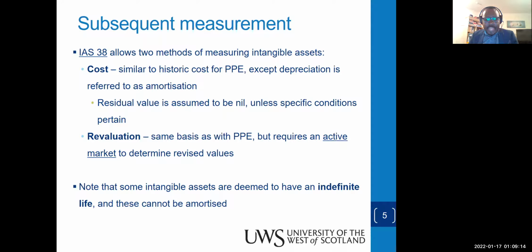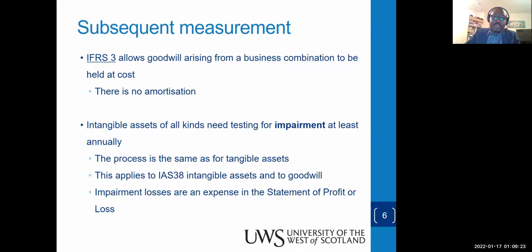Anytime the intangible has an indefinite life, we cannot amortize it. Instead, we undertake impairment reviews. Again, subsequent measurement: IFRS 3 allows goodwill arising from business combinations to be held at cost. If it is held at cost, there's no amortization. Instead, we subject it to impairment. So you don't want to say goodwill has been amortized. We normally will say it has been impaired.